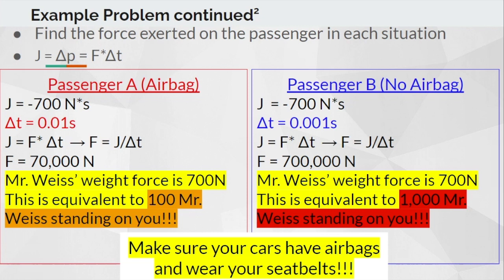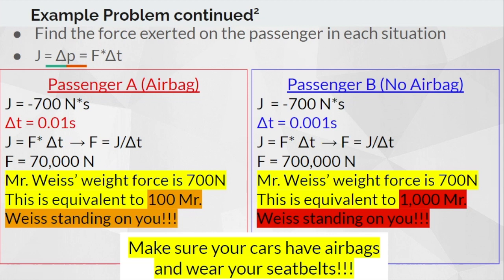So what does that mean? That means that you need to make sure that your cars have airbags and that you're wearing your seatbelt. Because if they are wearing their seatbelt in addition to the airbags, their collision time would be even longer. And the longer the collision, the less force you are going to feel.